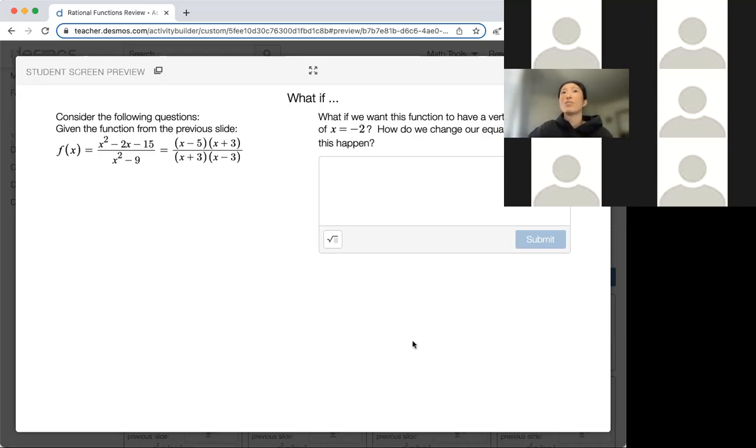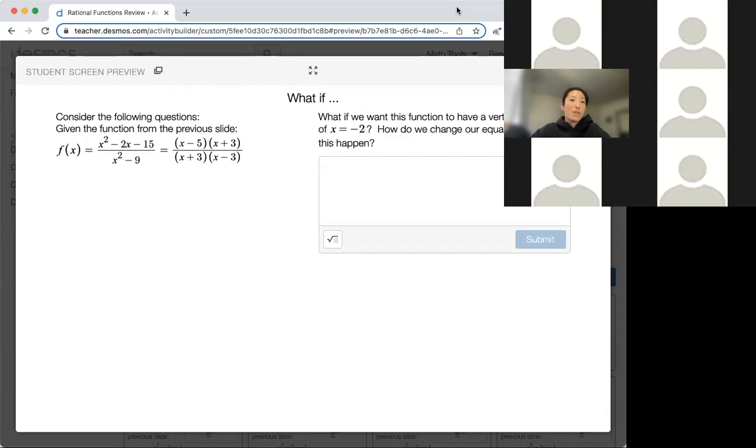Okay, so in this slide, my question is, what if we want this function to have a vertical asymptote of x equals -2? How do we change our equation to make that happen? Take a moment and think about how we would change this equation. Maybe we'll annotate right on here to help do that. Okay, so if you're saying multiply by x plus 2, are you saying you multiply the whole function by x plus 2? If you multiply the denominator, don't you have to multiply the numerator, or vice versa?